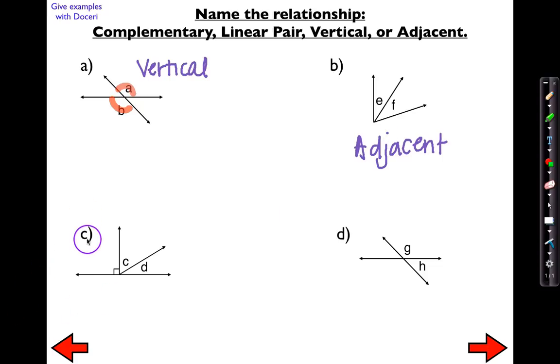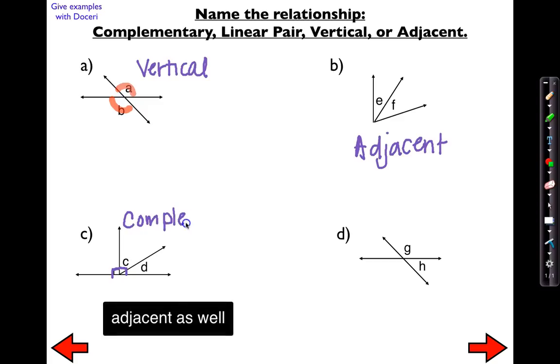For C, what do we see? Well, are they complementary? I'm going to say yes. Why? Because if this is 90 degrees, this here also has to add up to 90 degrees because together it made a straight line. So between C and D, I'm going to definitely say that these two angles are complementary because the angles will add up to a total of 90 degrees.